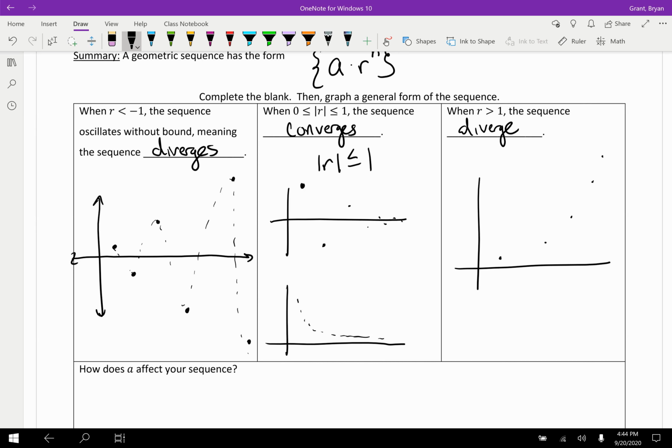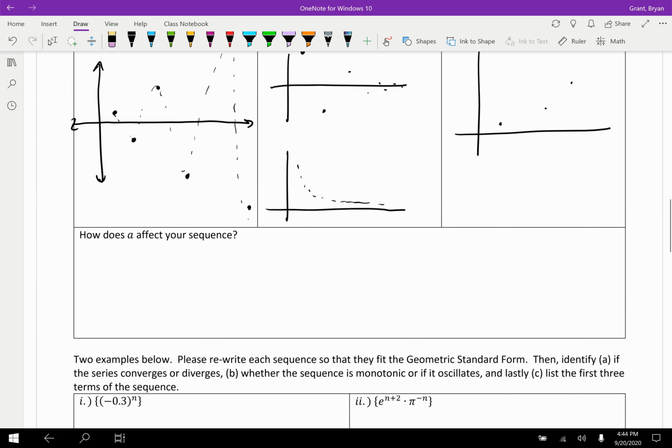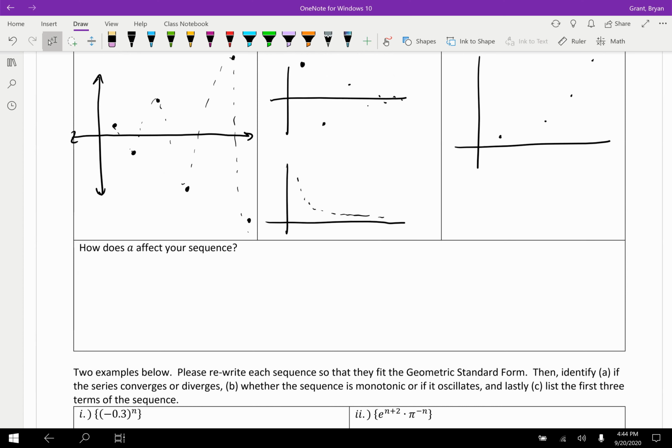But we only talked about r, so what does a do to our sequence? And it turns out that a does nothing to convergence, right? So how does a affect your sequence? It scales your sequence up or down. So if a is a large number, it's going to make the values of your sequence larger initially. If it's a small number, it makes them smaller, but it does not affect convergence.